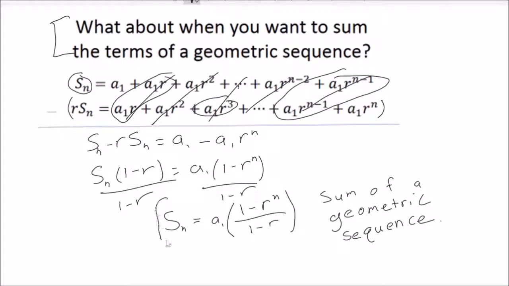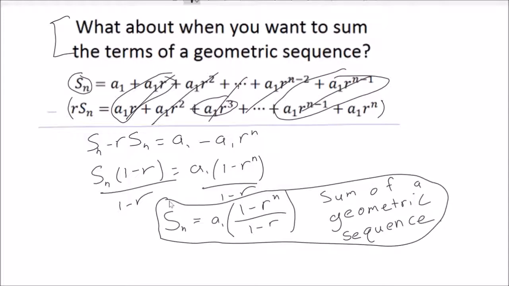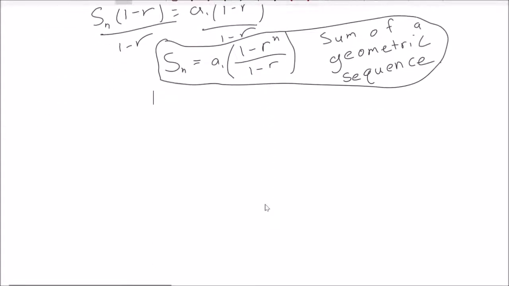Now you're probably going to want to box that in your notes. This is one of our key ideas of the day. So what information is needed to determine the sum of a geometric sequence? You need to know the first number in the list, the first term. You need to know the common ratio, and you need to know n, how many terms there are in the list. So let's look at an example or two.